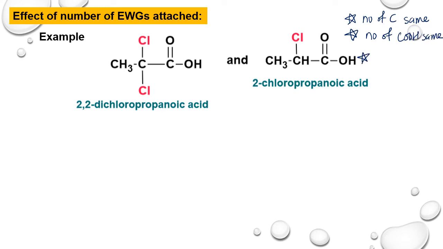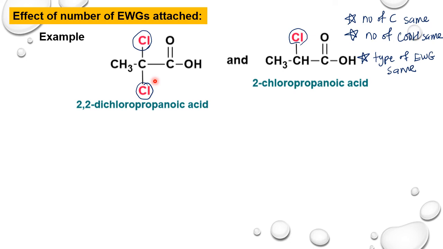Yang seterusnya, syarat dia adalah type of electron withdrawing group mesti sama. Maksudnya, if you are using chlorine, semua mesti guna chlorine. Dia tak boleh dekat sini awak guna chlorine, dekat sini awak guna bromine. So, dia tak valid. Okay, sebab apa? Kita nak compare the effect of number of electron withdrawing group. Jadi, guna electron withdrawing group yang sama.